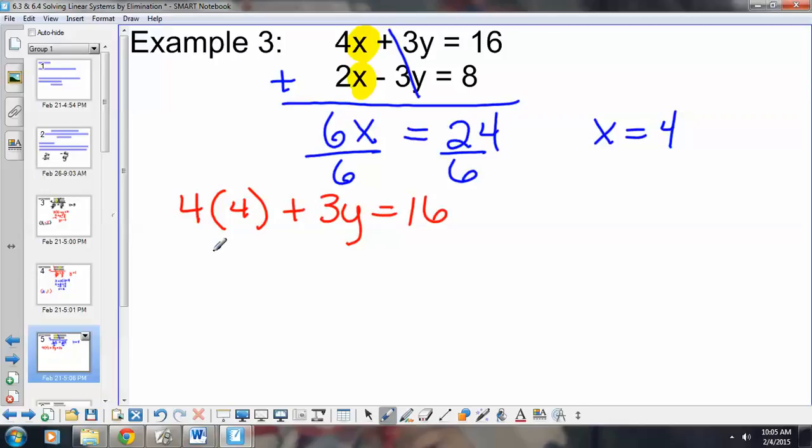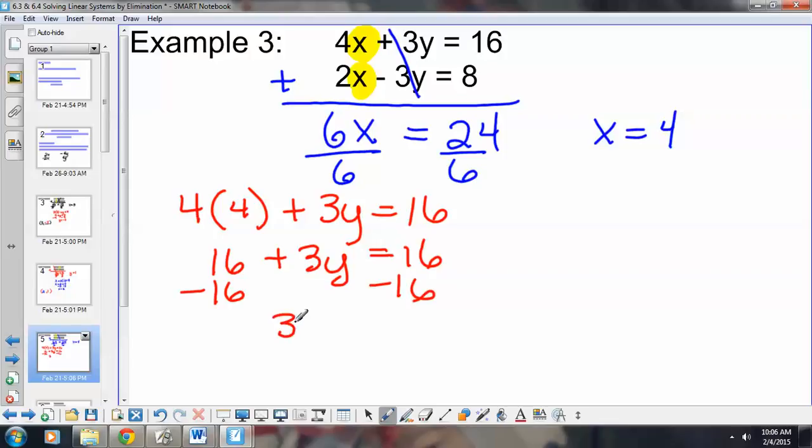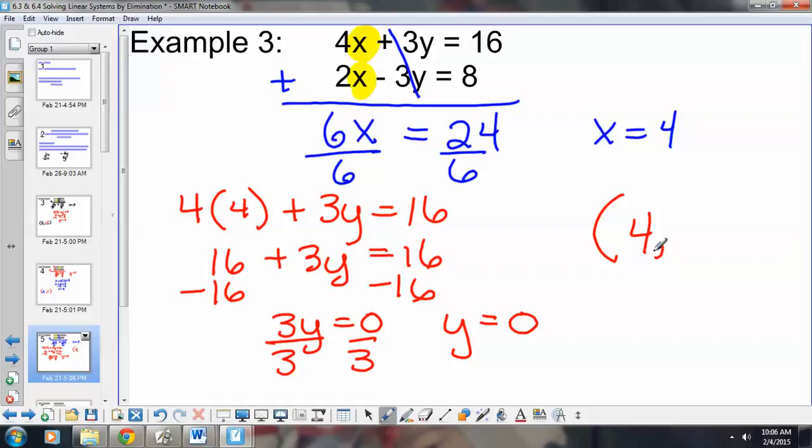Four times 4 is 16. Solve this equation, I'll subtract 16 from both sides. 3y equals 0. Divide by 3, 0 divided by 3 is 0. And the ordered pair is 4, 0.